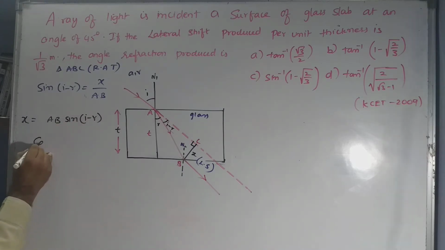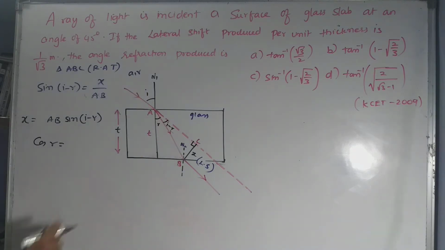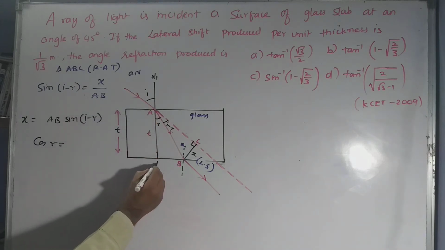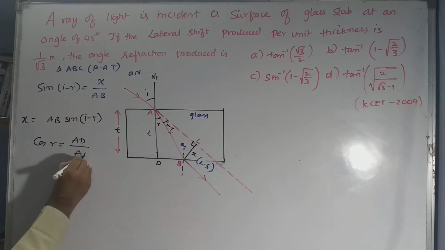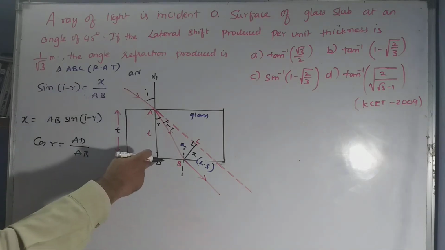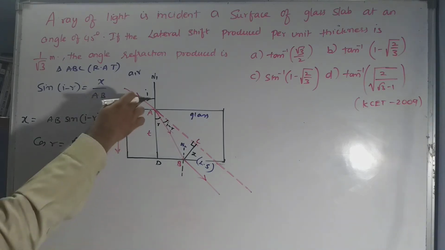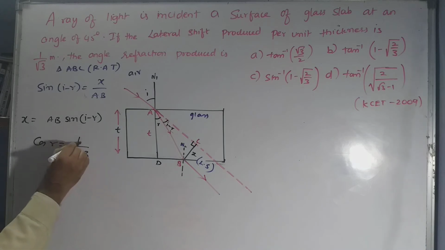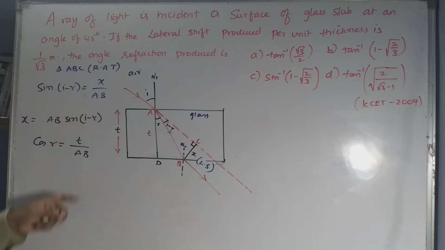Now the next part is cos r. If you consider cos r, you know cos r is nothing but the adjacent side over the hypotenuse, and this adjacent side you can consider as AD, and the hypotenuse is going to be AB. And you all know I can replace AD with T. And what is this T? T is nothing but the thickness of the glass slab.